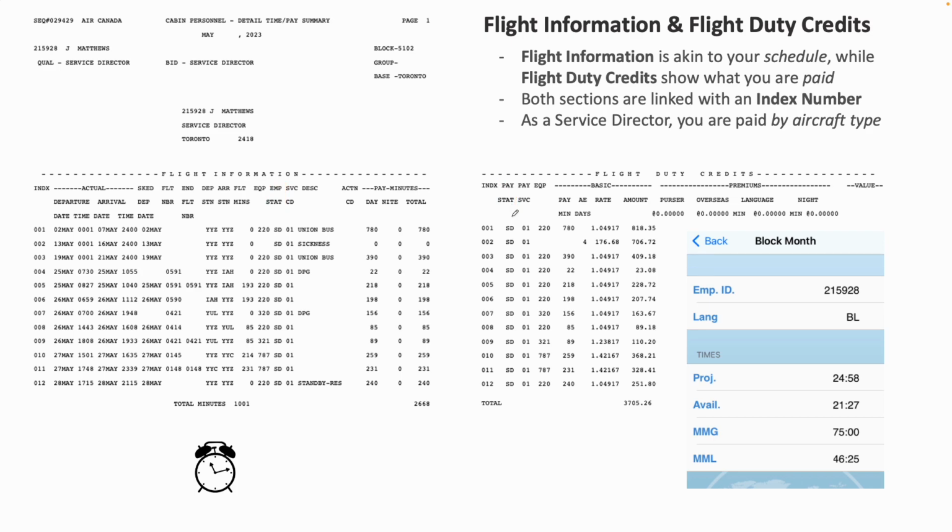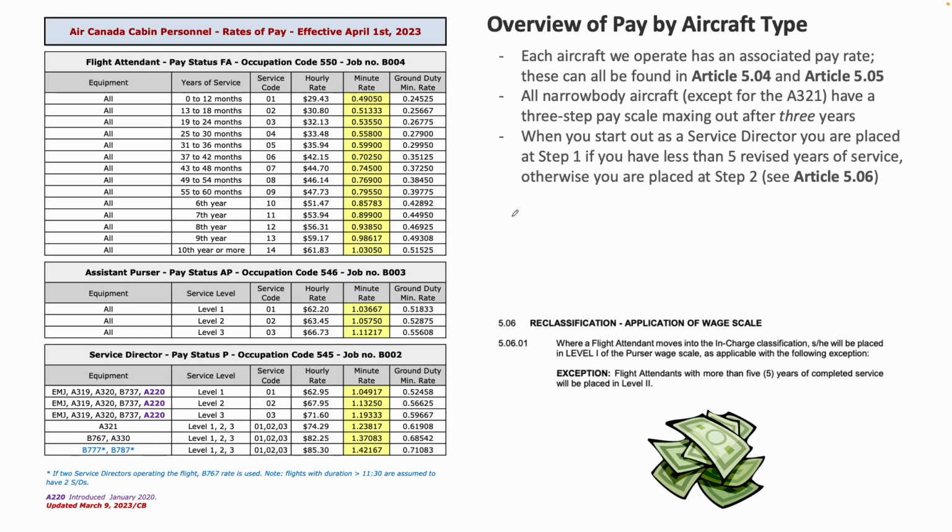So how do we verify exactly what our pay rate should be for each of these index items? We're going to cover that on the next slide. Each aircraft we operate has an associated pay rate with it. All of these can be found in the collective agreement in Article 5.04 and Article 5.05.